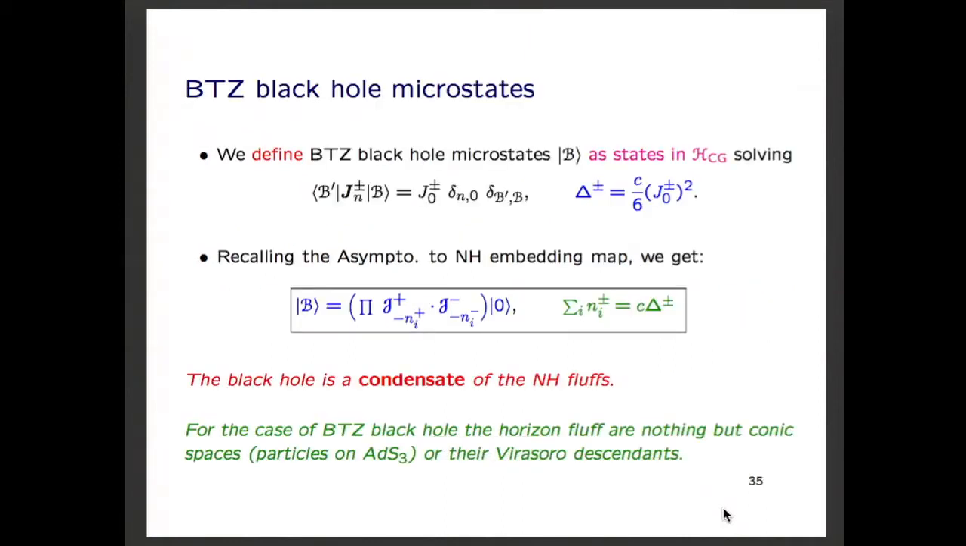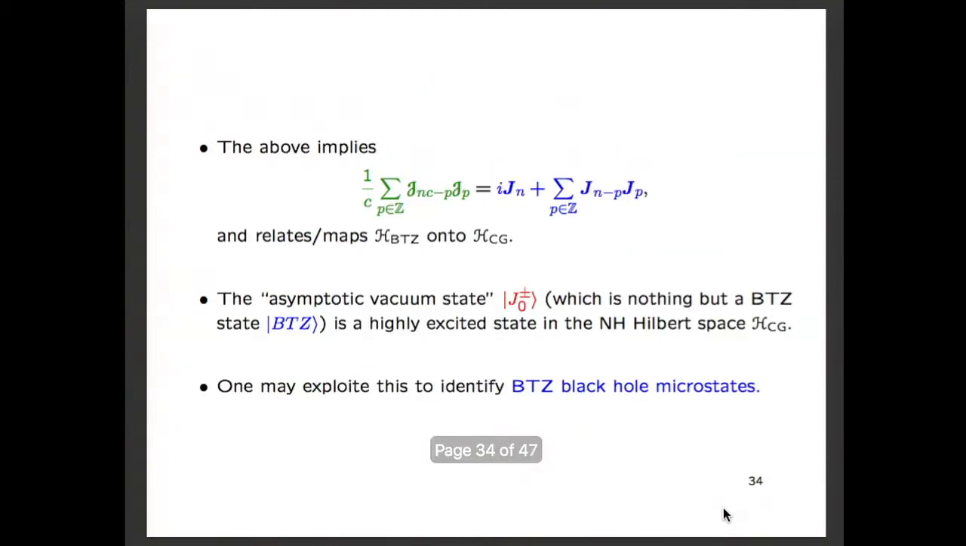and given this definition of the BTZ black hole, I'm going to solve for what this P is. Very simple. And the answer is the states written here, with the constraint that the sum of these excitations should be C times delta. And the crucial part is this factor of C, which is actually coming from this factor of 1 over C here.